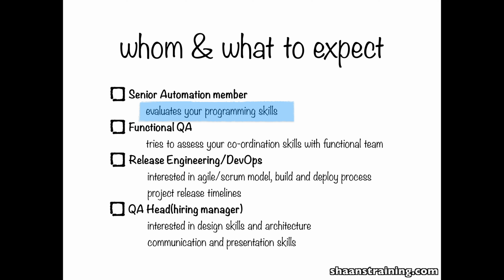The senior automation member or the senior SDET typically tries to gauge your programming skills. Programming is one of the primary skills you are expected to have for this kind of role. All other skills are secondary. Programming is a primary skill. You need to showcase your technical and logical skills to impress this automation member.